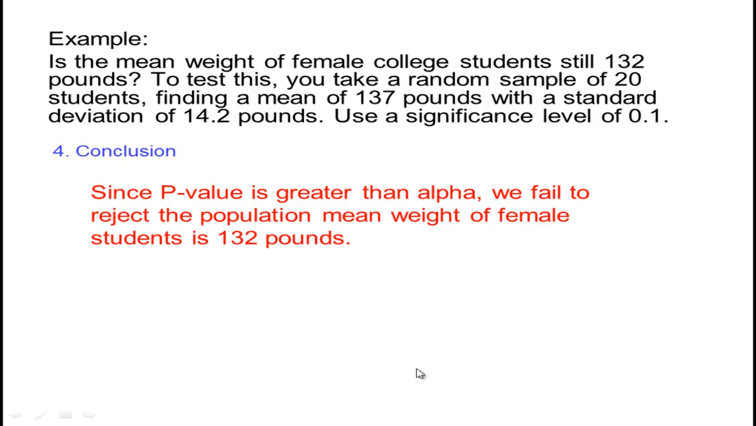So our conclusion is, since the p-value is greater than alpha, and our alpha was 0.1, we fail to reject the claim that the population mean weight of female students is 132.